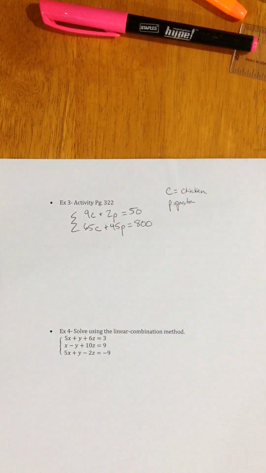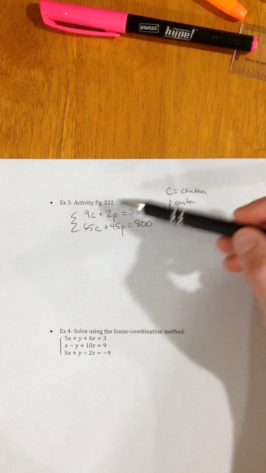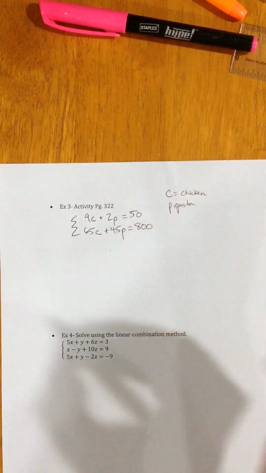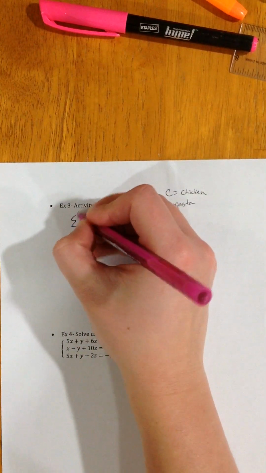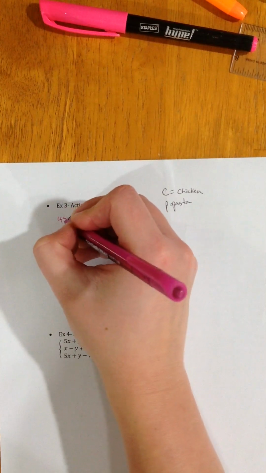Okay, so we got our system there, and then after we get it set up, they just walk through some different steps, but basically they just want us to solve it out. So we're going to take that and solve it. Looking here, we don't really have opposites of either, so we could take either one and try to eliminate. I'm going to go with the P and try to get rid of that one. So I'm going to take my top equation times 45.